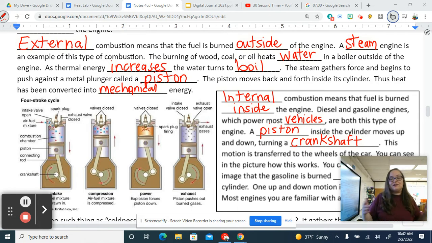V6 or straight 8 or straight 6, that means the number of cylinders it has and then what formation. So a V8 means 8 cylinders in the shape of a V. So there's 4 here in the shape of a V. Straight 8 means it's 8 cylinders in a straight line. But it's just one of these cylinders.